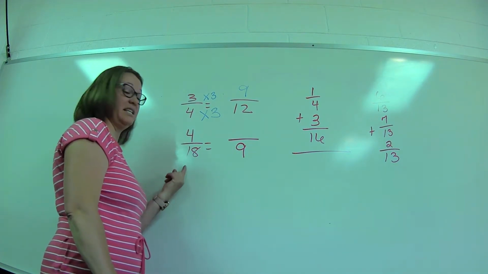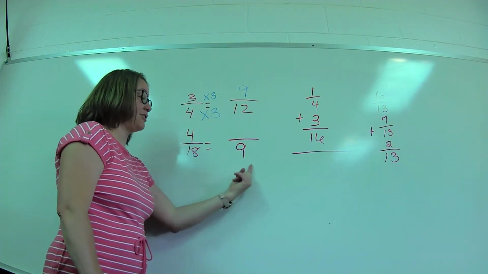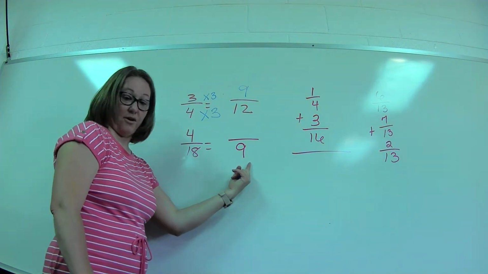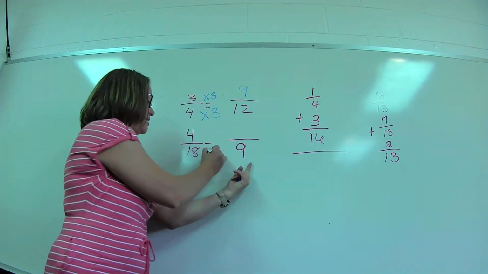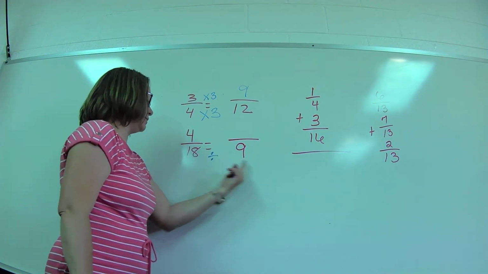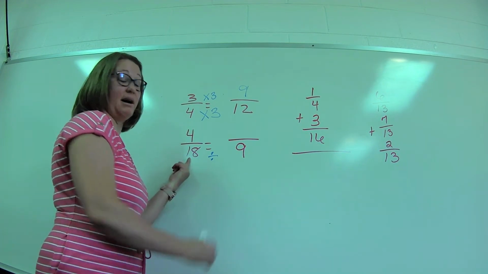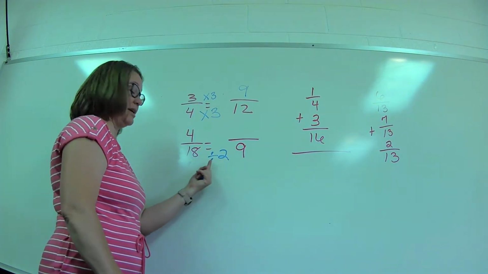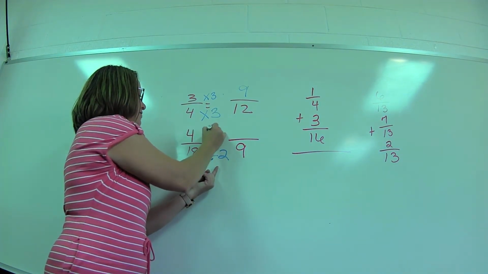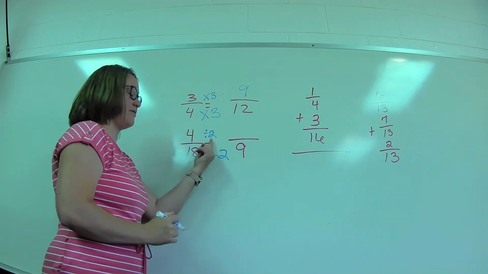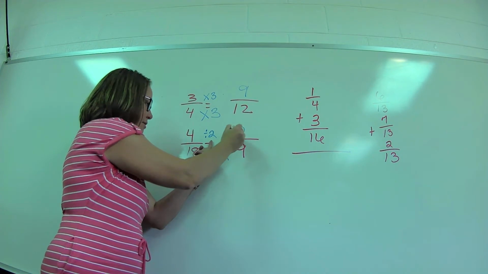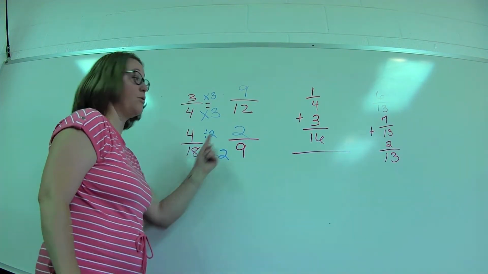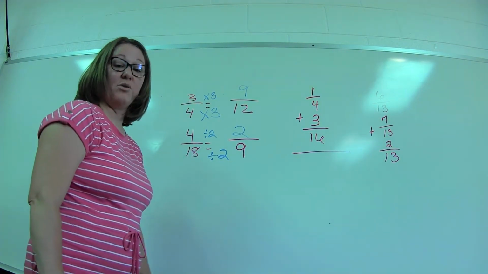Now we have 4/18, but I want to make the denominator smaller. That means I need to divide. Well, if I divide 18 by 2, I get 9. So if I'm going to divide my denominator, I need to divide my numerator. And 4 divided by 2, right, 2/9. These are equal fractions. They are equivalent.